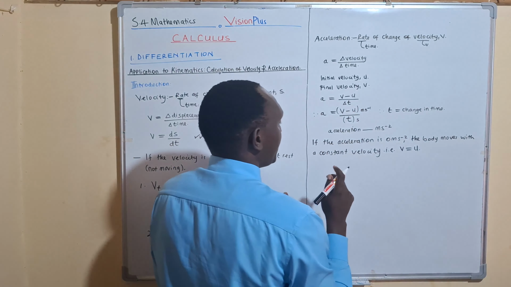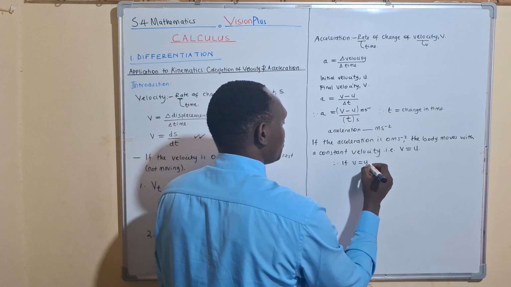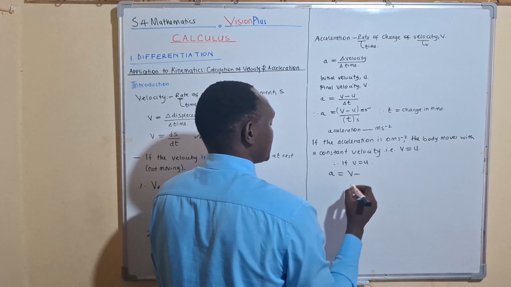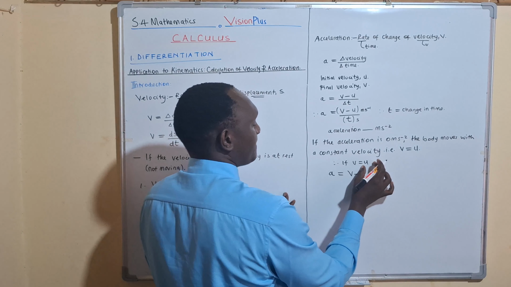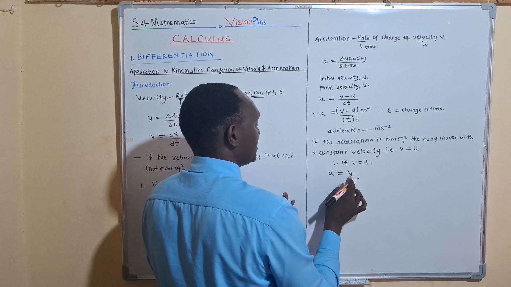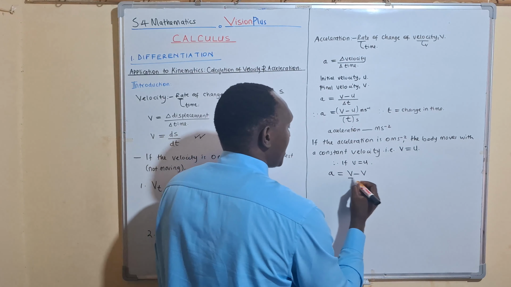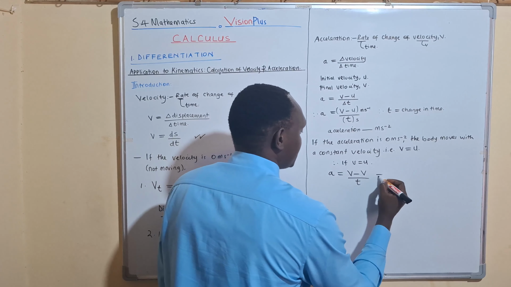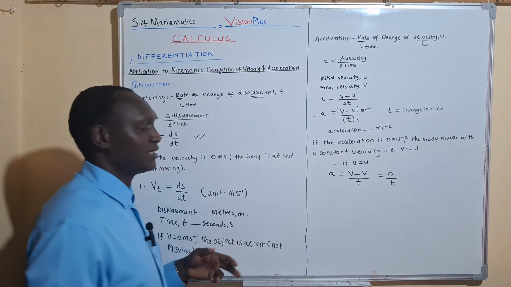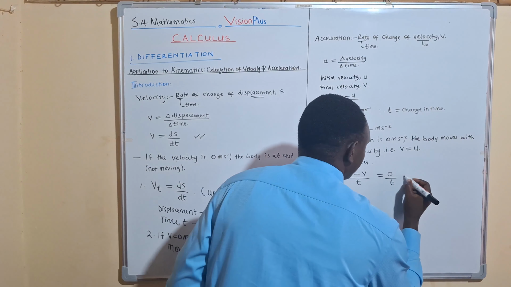Say that if v equals u, it means our acceleration becomes v minus u. But still, u is the same as v. So the final speed is the same as the initial speed. That is v minus v over time. That means we shall have 0 over time. It doesn't matter how long the particle has moved, the acceleration will be 0.